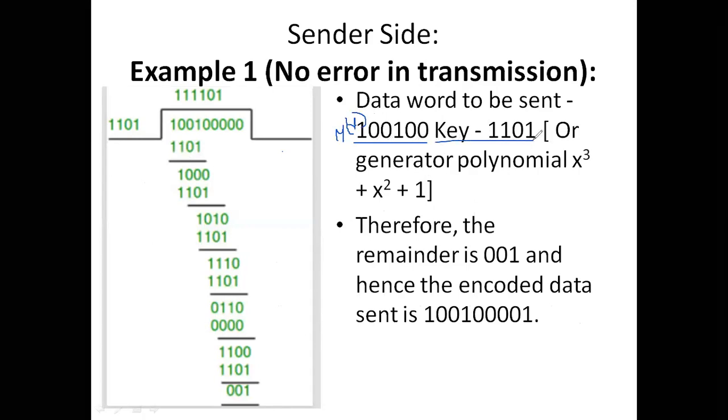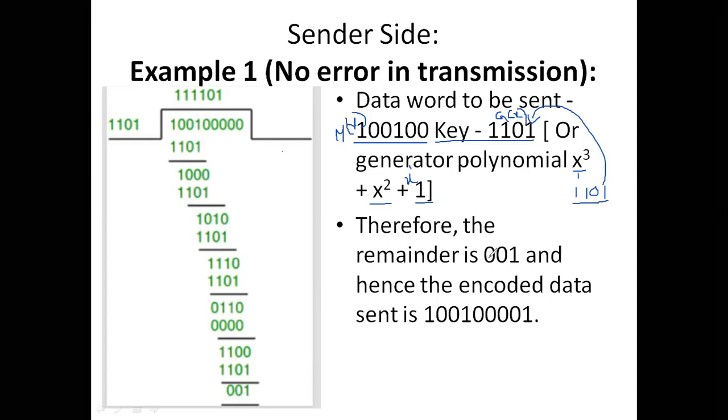And what is the key value? Here, x cube plus x square plus 1. That means x cube is present, x square is present, but x, that is x power 1, is missing here. So we have to put 0, and the 1 is there, so we put 1. So 1101 is the key value, that means the generator polynomial. We can consider this as g of x.